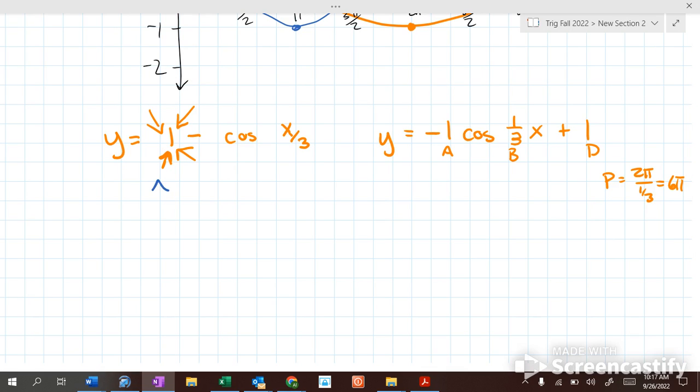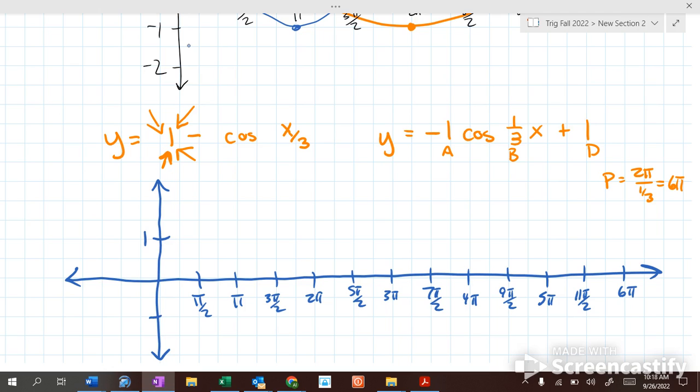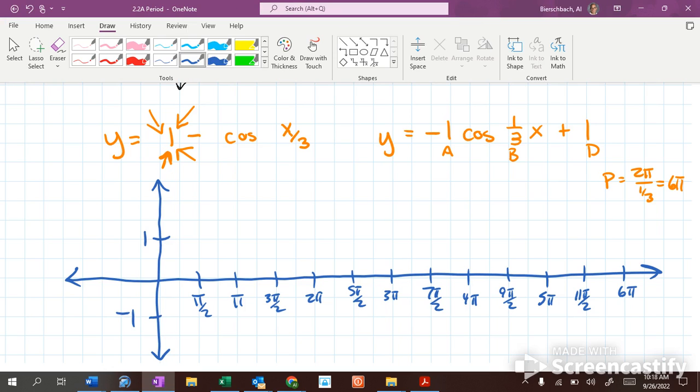All right. So I'll go blue just to make my axis. If my period is going to be 6 pi, I got to get all the way out to 6 pi. So again, I'm going to cheat just a little bit. I'm going to only make 2 squares to get to pi over 2. And then pi. Then 3 pi over 2. And 2 pi. And 5 pi over 2. And 3 pi. Then 7 pi over 2. And 4 pi. And 9 pi over 2. And 5 pi. And 11 pi over 2. And 6 pi. 1, negative 1.